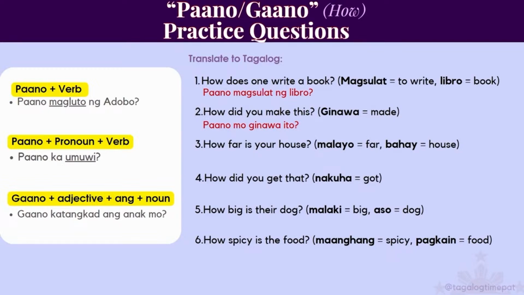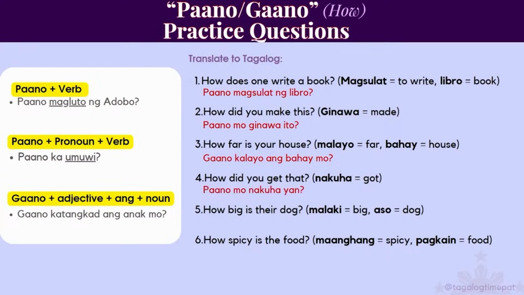Malayo means far, bahay is house. So, gaano kalayo ang bahay mo? Do you see that it's asking about the distance of your house? So it's like an extent of that adjective. That's why we're using gaano instead of paano, because we're asking about like an adjective related to your house.